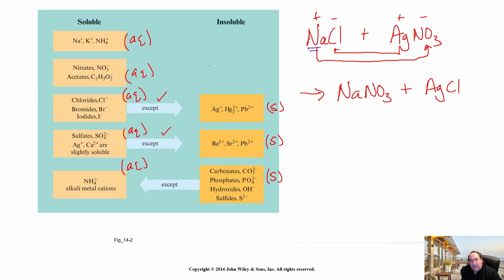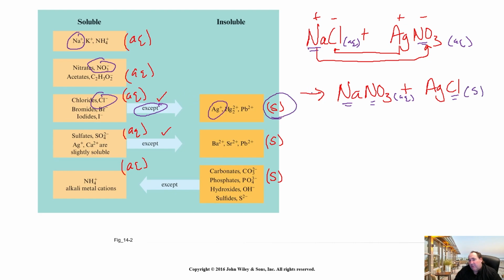I see sodium, which is right here. There are no exceptions, so I know this is going to be aqueous. I see nitrate here, which is also here with no exceptions, so I know this is going to be aqueous. I see sodium here, no exceptions, so this is going to be soluble as well. I see chloride here, which does have some exceptions, and one of the exceptions is silver, which means it is going to be a solid. So once again, that would be a precipitation reaction.